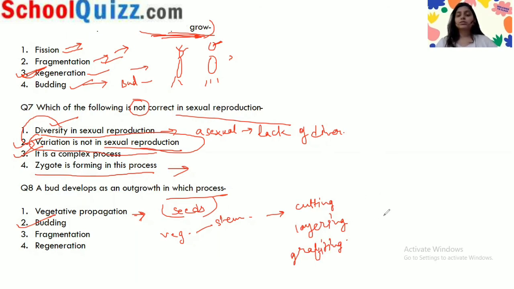Layering: also the stem of the plant will grow into the soil and it becomes a plant again. So we will cut this stem, okay? And what is grafting? We take two stems of different plants and just join them, and after some time we have seen that it is a full-fledged grown plant, okay?